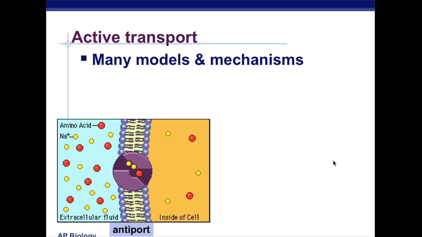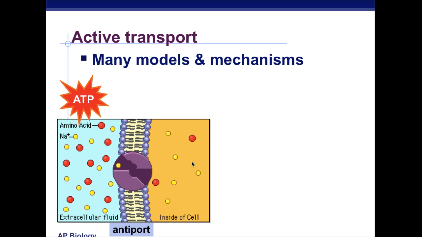So there are many mechanisms by which active transport occurs. Down below here we have something called antiport, which is going to transport molecules in opposite directions of each other. So the yellow molecule is going from the left to the right and the red molecule right to left against the concentration gradient, from low to high. And so therefore it will require an input of energy, ATP.